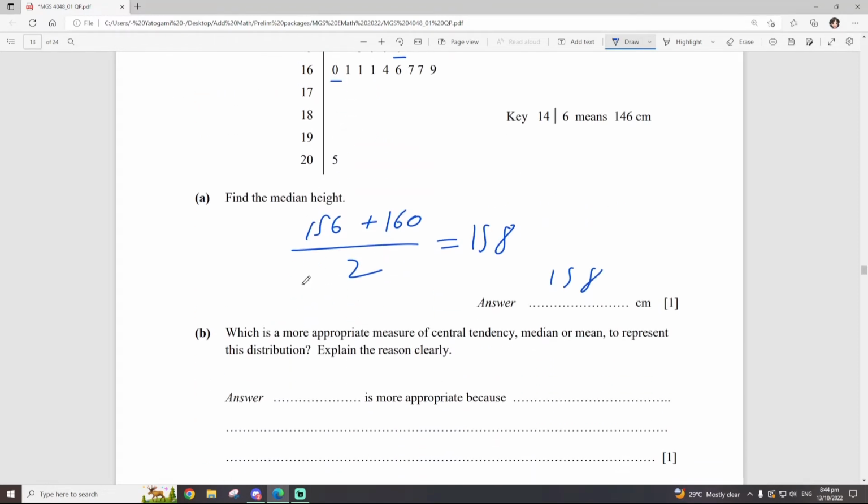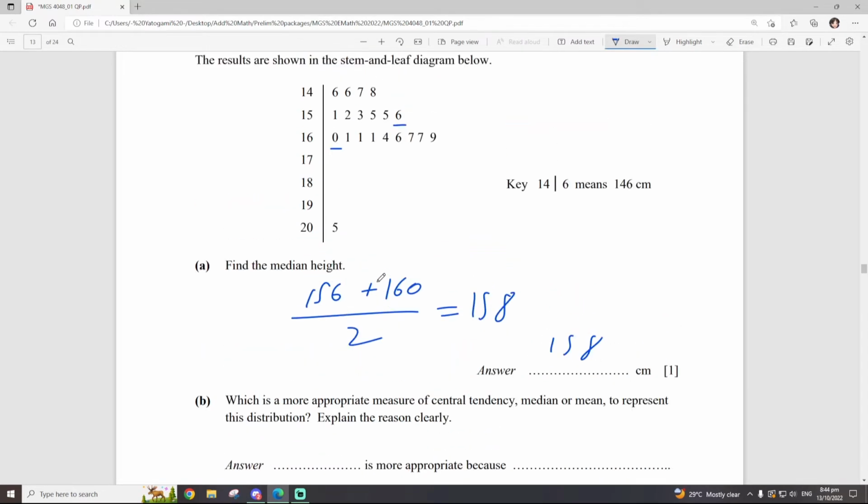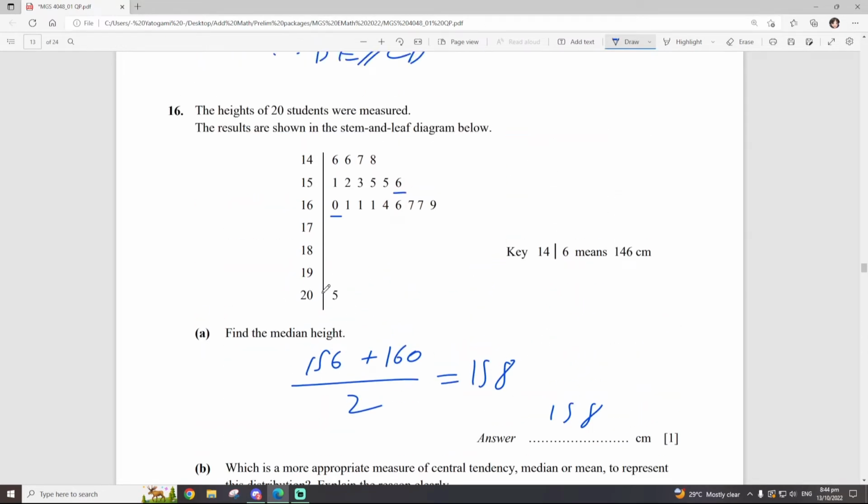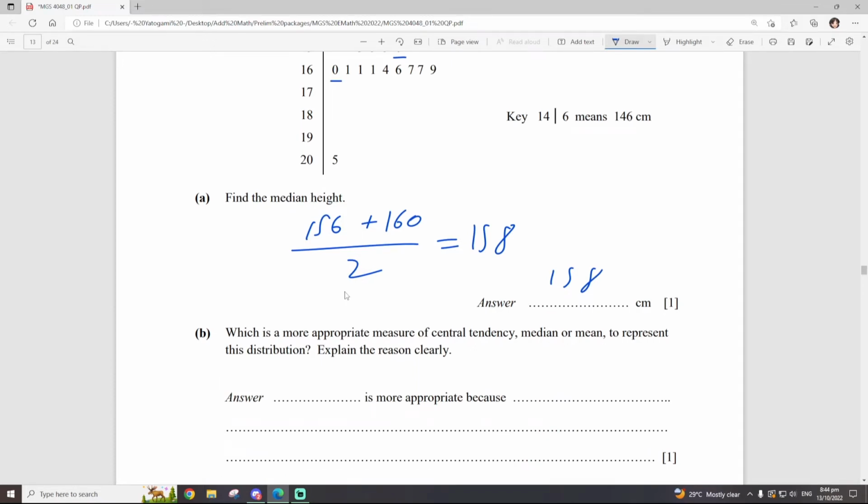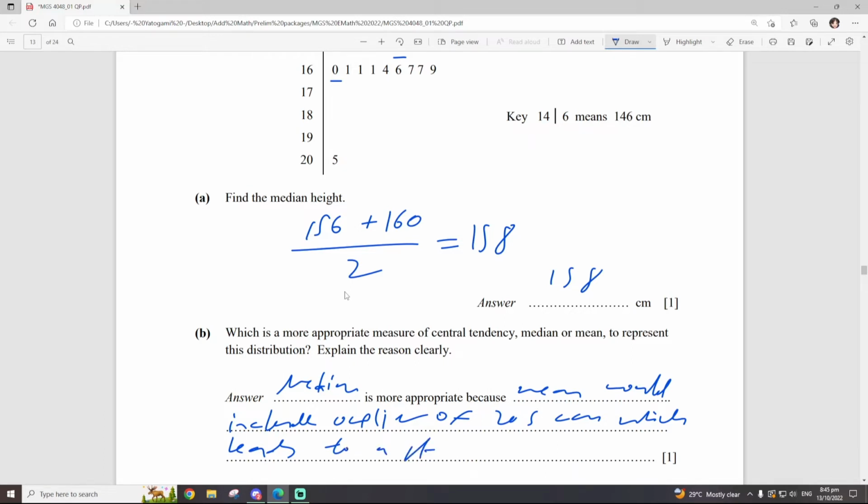What is a more appropriate measure of central tendency, median or mean? Okay. You'll notice there's an outlier, 205. So we'll choose the median, right? Mean would include the outlier of 205 cm, which leads to a skewed distribution. Okay.